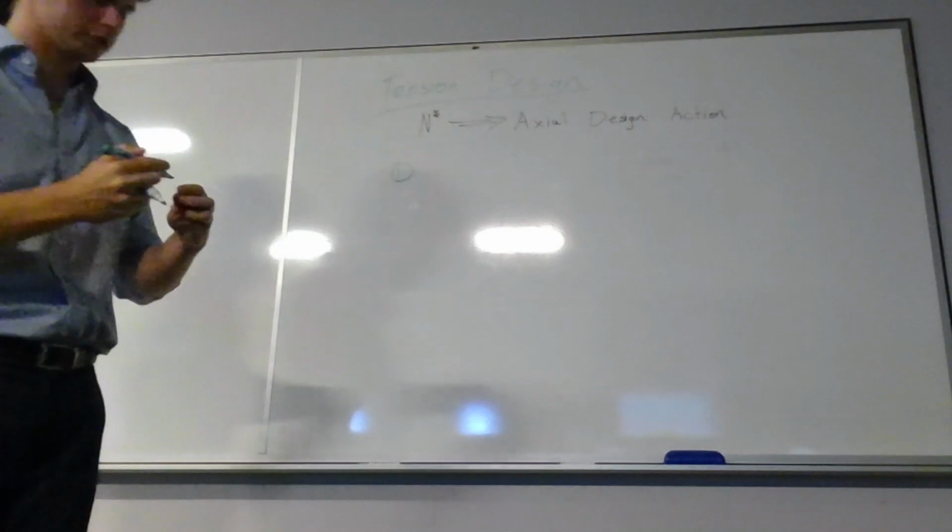Okay, so for tension design. Remember when we talked about the 2 members being pulled apart? If we forget about the bolts for a second, does anyone remember what the 2 failure modes for the tension design were?